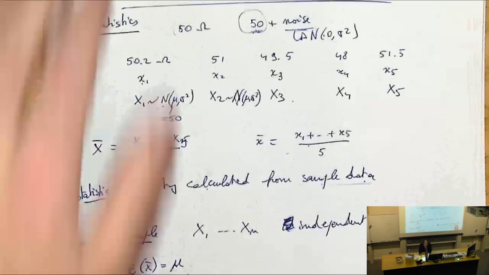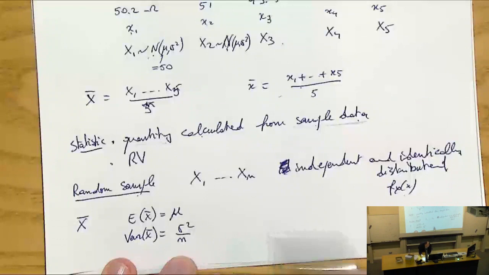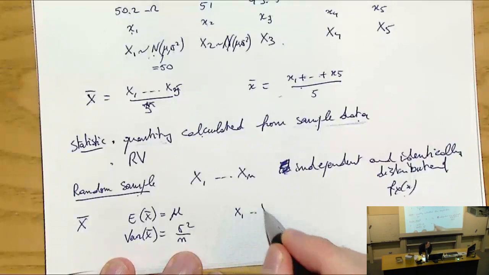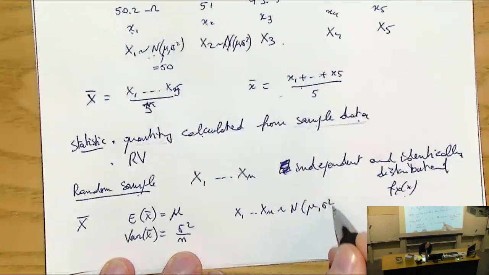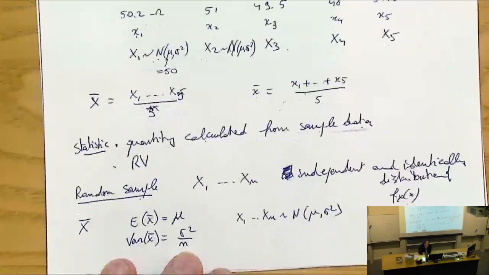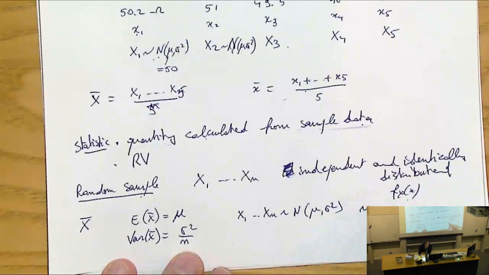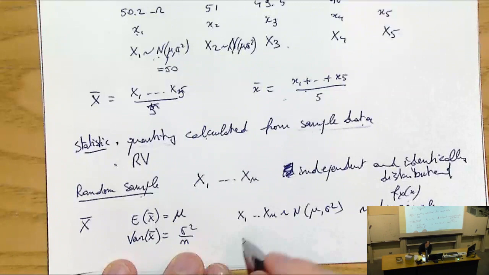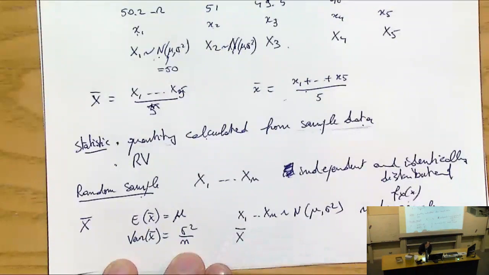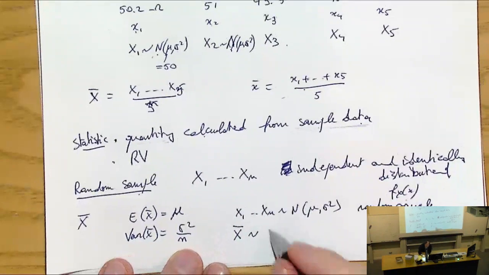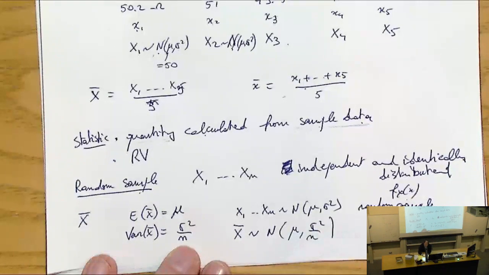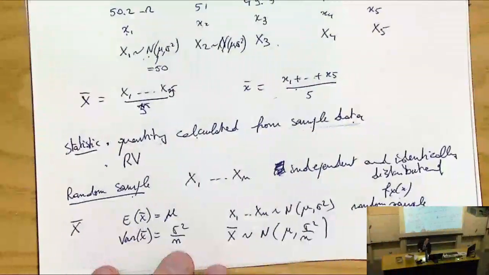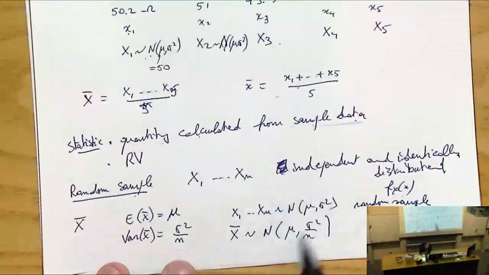So what you see here is that if you have x1 all the way to xn, and they are all normal distributed and form a random sample, so they're all independent, I can compute this x bar, and it will also be normal distributed with a certain mean mu and a variance sigma square over n. So this is essentially what we have done earlier on.